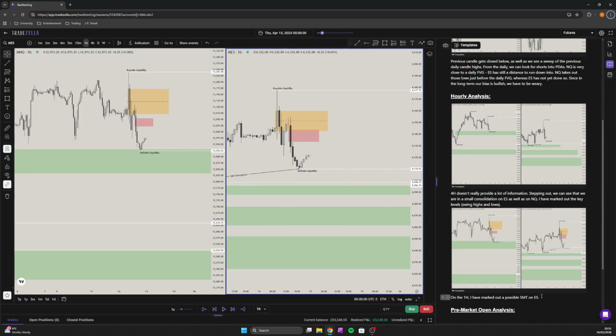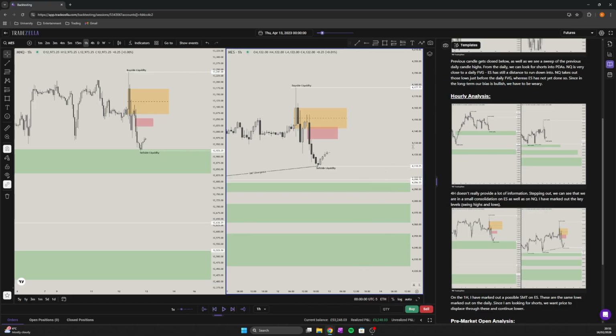These are the same lows marked out on the daily, right? Since I am looking for shorts, we want price to displace through these, right? And continue lower. All right, cool.